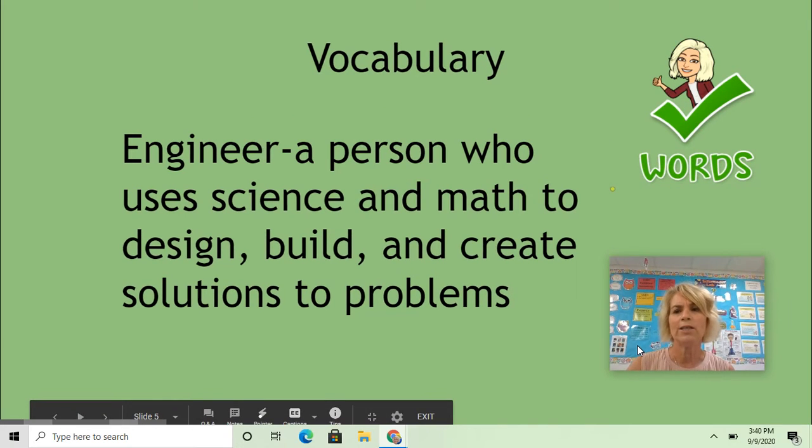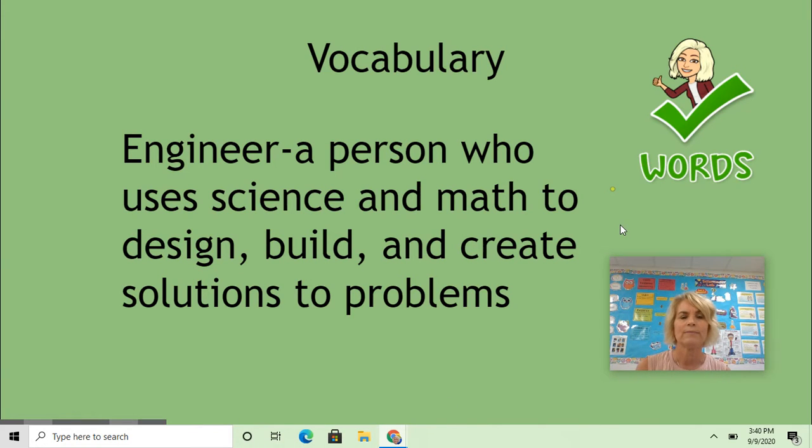So now that we've watched that video, I want you to think about an engineer. An engineer is a person who uses science and math to design, build, and create solutions to problems. And on our video, you might have seen that science is math. You might have seen that science is thinking. Science is creating. Science is working. Science is thinking. Science is lots of different things.